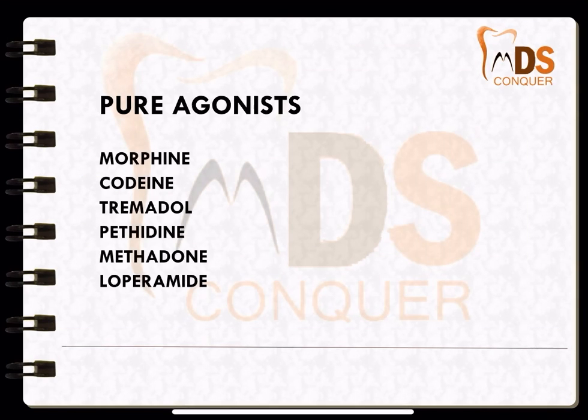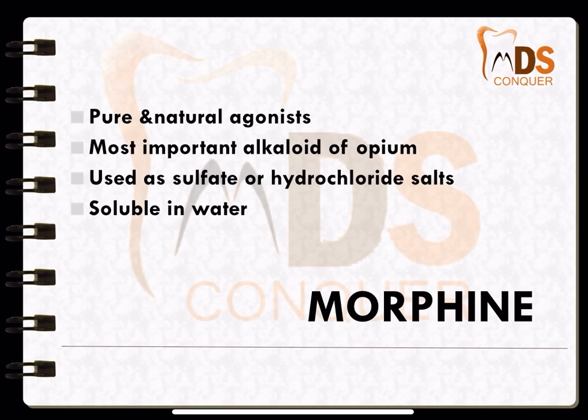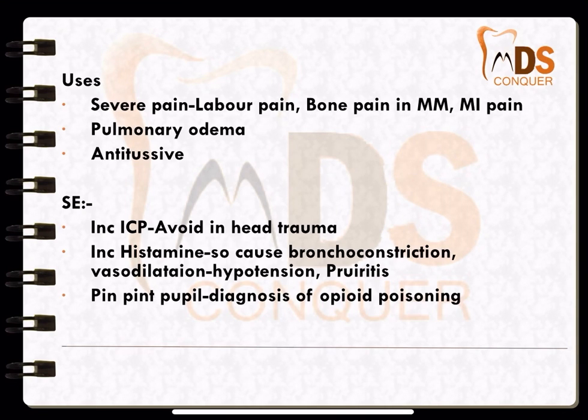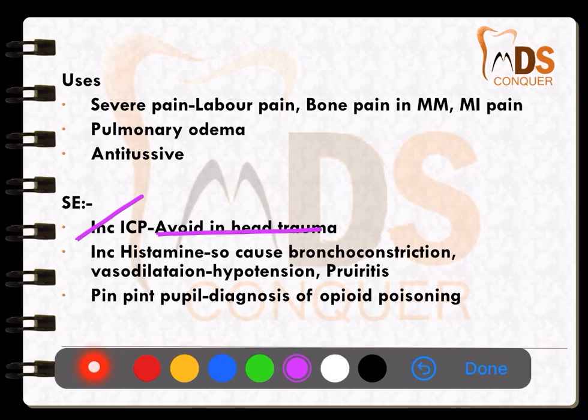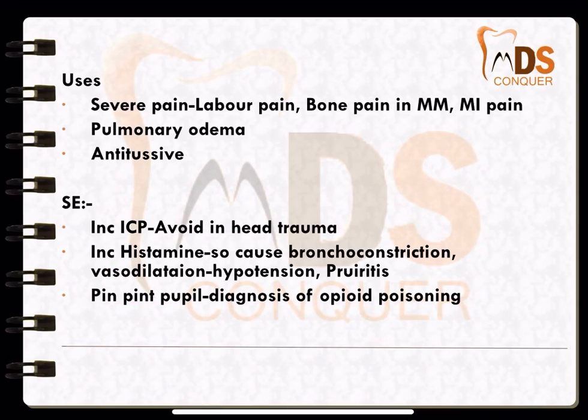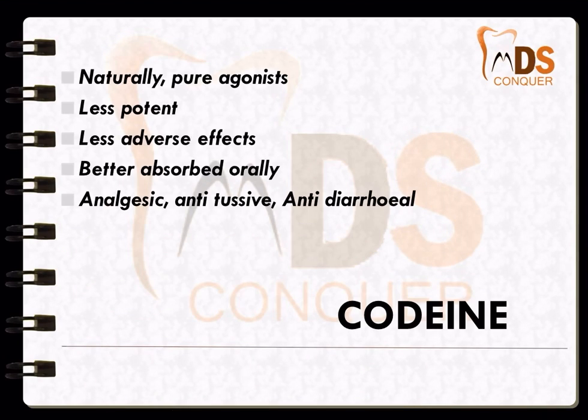Right, so what are the pure agonists? Morphine, codeine, tramadol, methadone and loperamide. Okay, so morphine being the important alkaloid of opium, soluble in water, so uses for severe pain like labor pain, bone pain, MI pain. Okay, it's an antitussive as well, and side effect is it increases the intracranial pressure, so avoid in head trauma. Underline, increases the histamine, so it can cause bronchoconstriction, and pinpoint pupil, which is diagnostic for the opioid poisoning. So very important side effects related to morphine, do underline them.